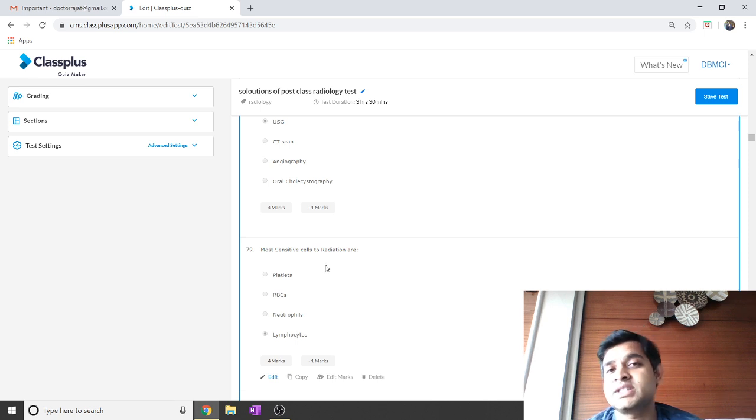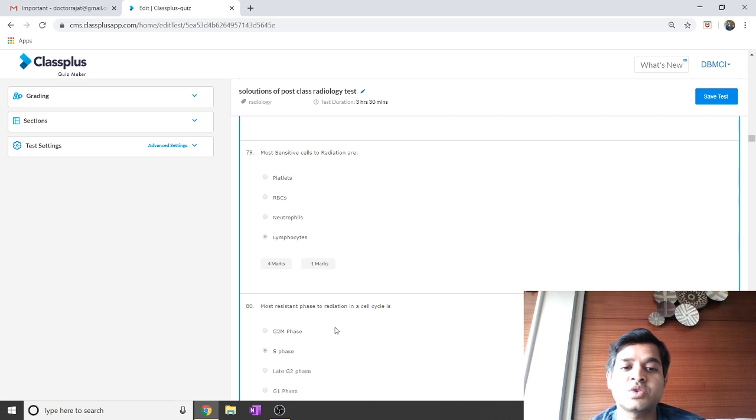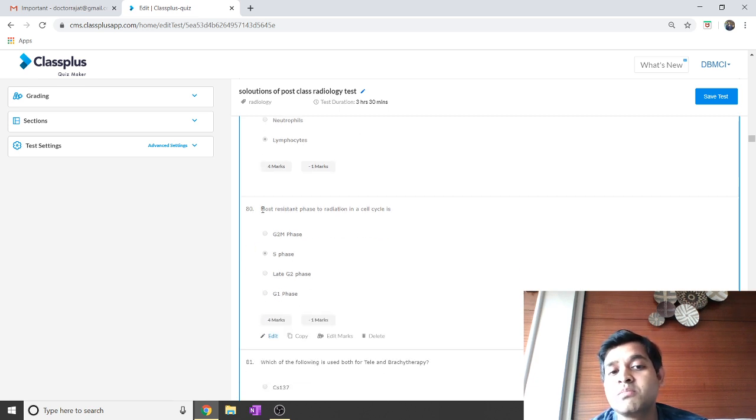Lymphocytes are the most sensitive cell to radiation. The least are platelet, but the most are lymphocyte. S phase is the most resistant phase to the radiation in a cell cycle. Please remember it is most resistant, not a sensitive phase. Otherwise, the answer would have been G2M.